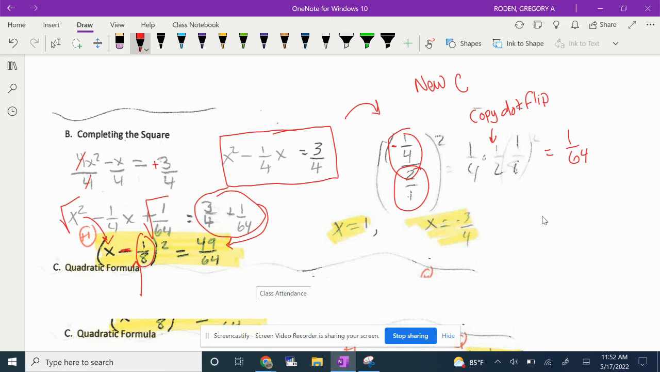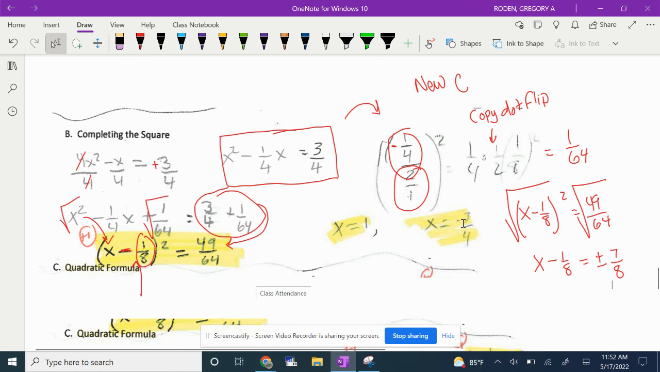What did I do after that? Oh, I square rooted both sides. Let me just see here. So I had x minus 1/8 squared equals 49 over 64. And then I square rooted both sides, and I got x minus 1/8 equals plus or minus 7/8. Sorry, I'm running out of room, guys.